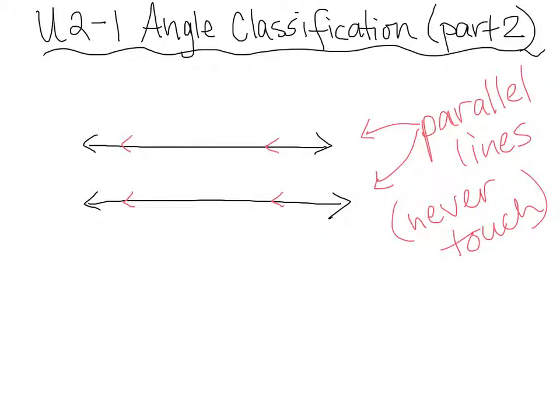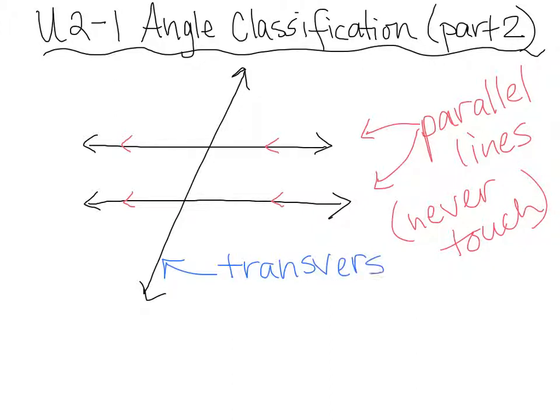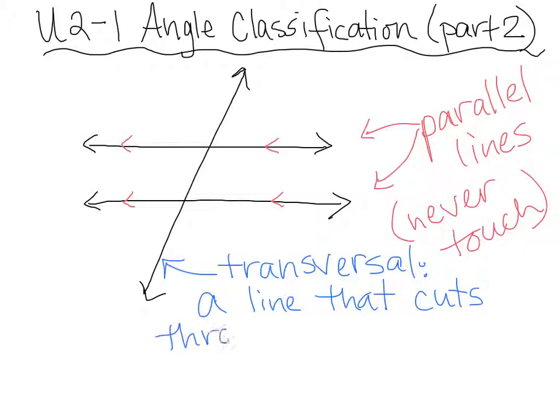Now, we're also going to see a third line drawn through these two parallel lines. So something like this. Okay. Now, when a line cuts through two parallel lines, it's called a transversal. Transversal. And that is a line that cuts through parallel lines.